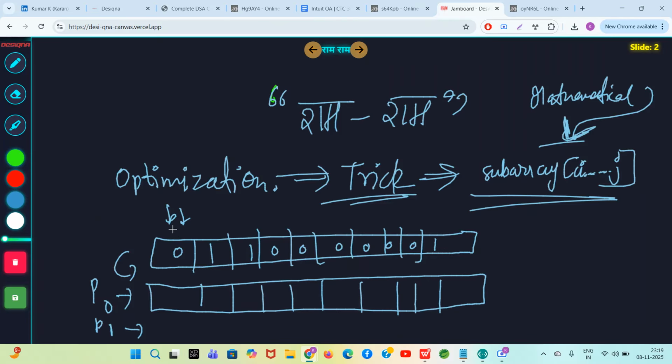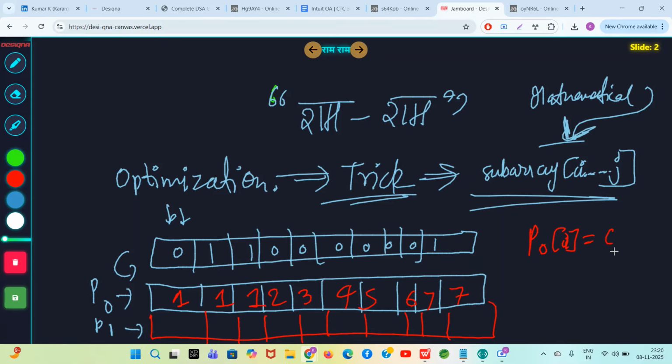So how many zeros are there in this much part? There is only one zero, right? So I will write here 1. Then here 1, 0 here also. How many zeros in this much part? 1, 2, 3, 4, 5, 6, 7, 7. Similarly you can make the prefix 1 array, P1 array. P0 of i will tell you the count of 0 in the range of index 1 to i, and P1 of i will tell you how many ones are there in the range 1 to i.